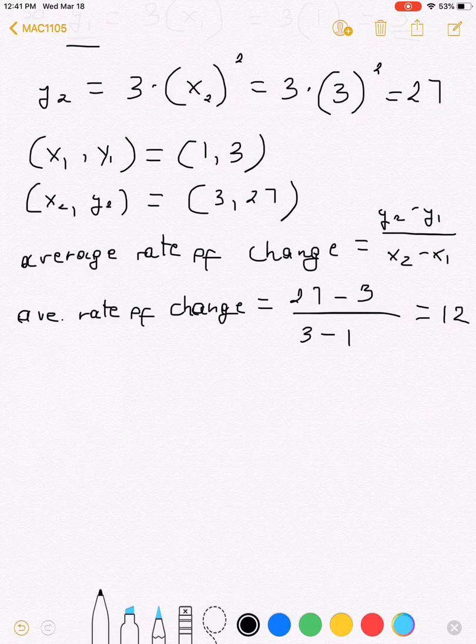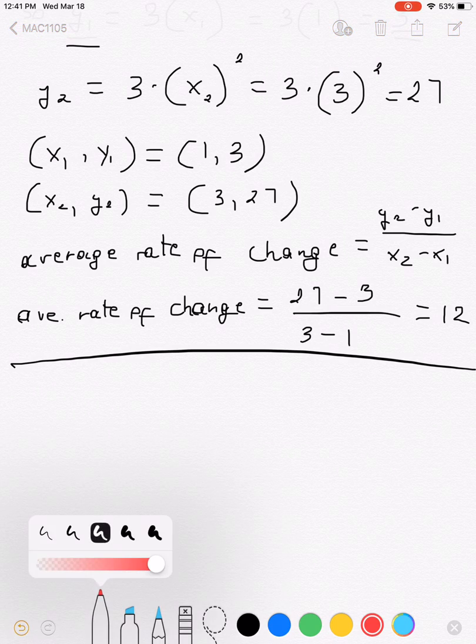Okay. Next, we're going to talk about the secant line. So this is the new definition. Secant line.